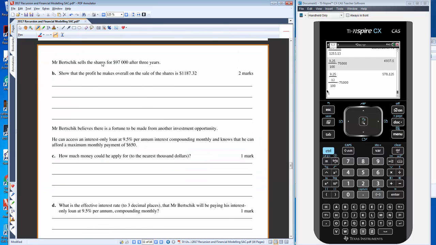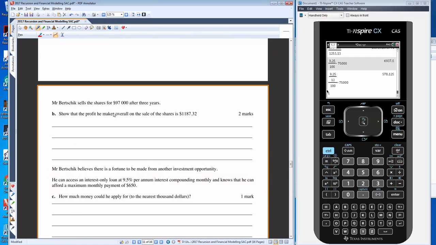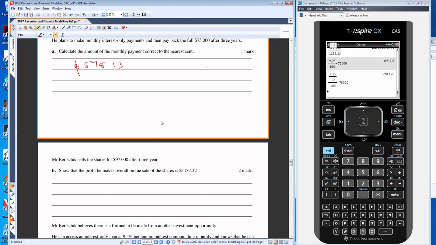Alright, so this one wasn't done well either. A lot of you struggled to show that the profit he makes overall on the sale of the shares is going to be that amount there. So the way you do this one is we say it's $97,000, and we subtract the original amount that we borrowed, which was $75,000, plus, so how long has he got it for? He's got it for 3 years, okay? So 3 years is 3 lots of 12, 36 payments of 578.13. Alright, so let's see if he's come out at 1,187.32 on that.